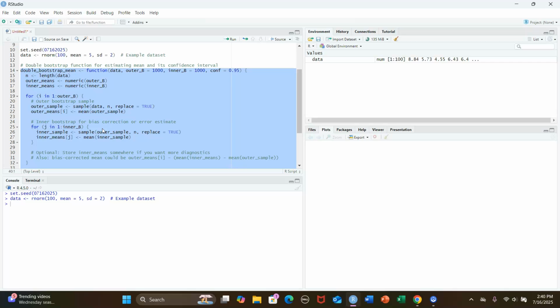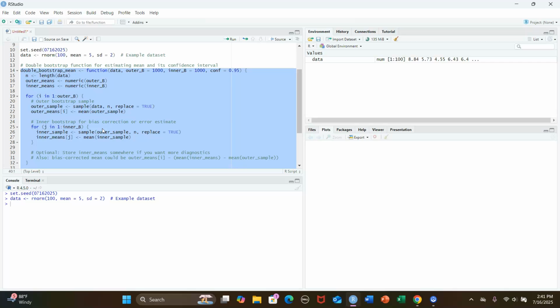You can read it line by line. First, you get the length of the data, and then you create two numerical vectors, outer means and inner means, of the outer B and inner B length. Then you do a nested for loop: for i in 1 to outer B, that's the outer loop. You resample the data and put it in outer sample, then you calculate the mean of that outer sample and store it in the outer means vector.